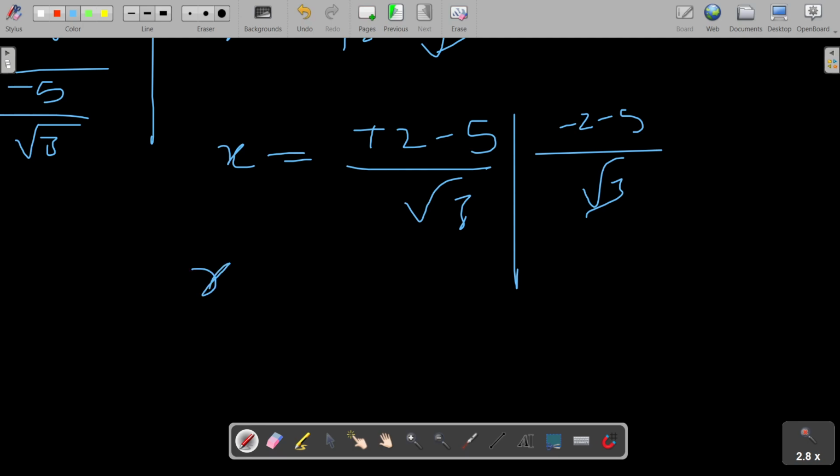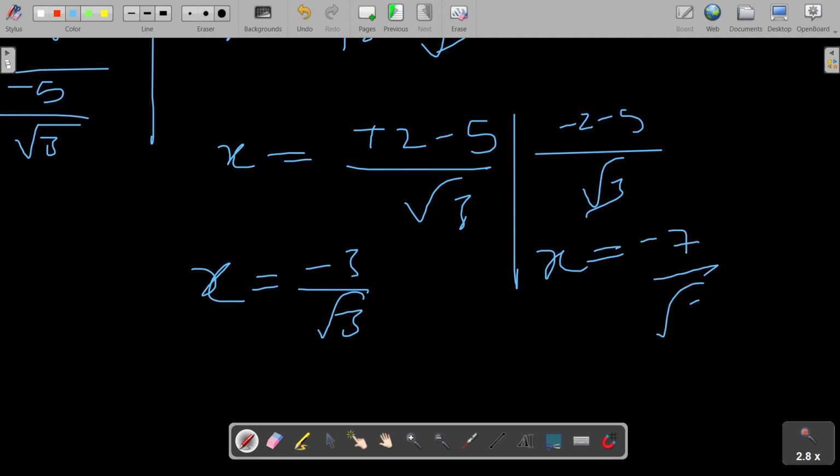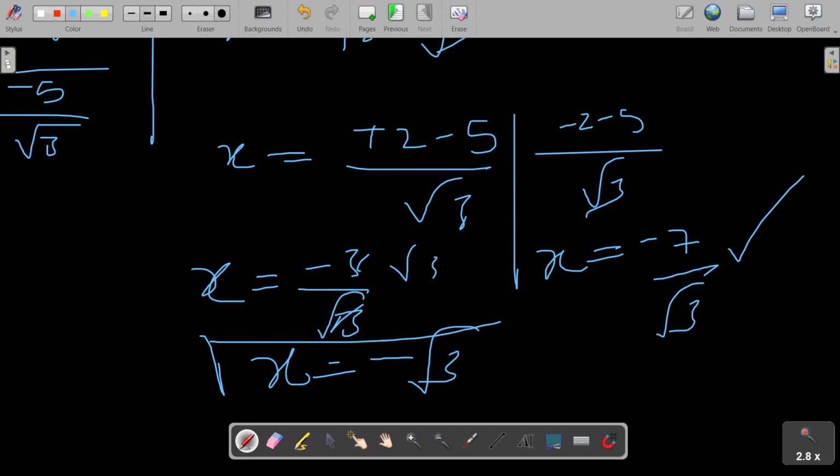So here we can see that 2 minus 5 is negative 3 over root 3, and the x is minus 7 over root 3. So we got one solution correct. And if I cancel this, negative root 3, x has negative root 3.